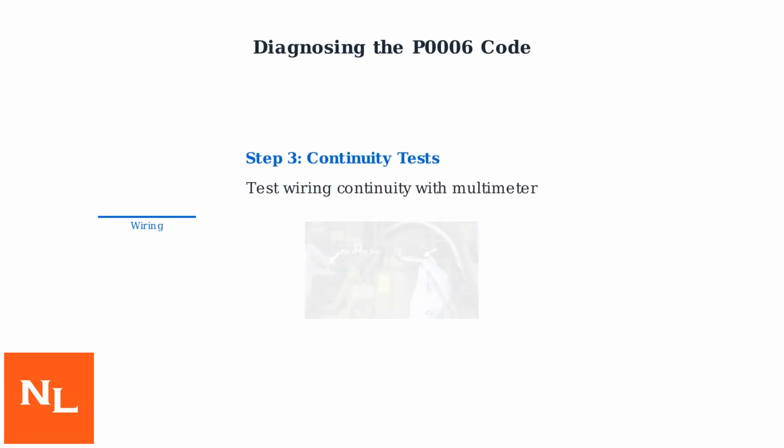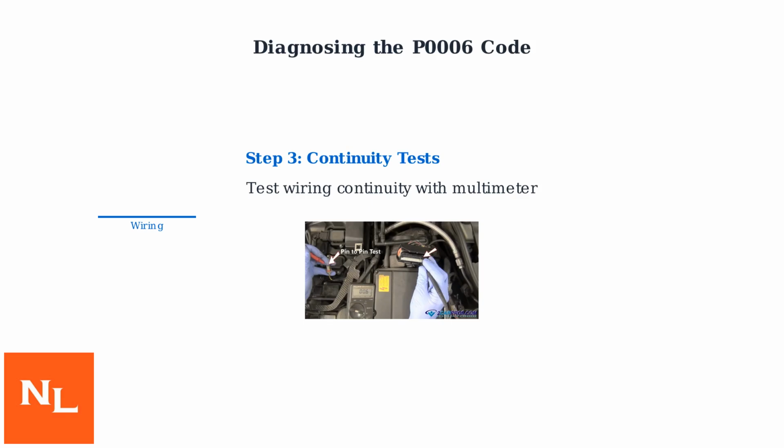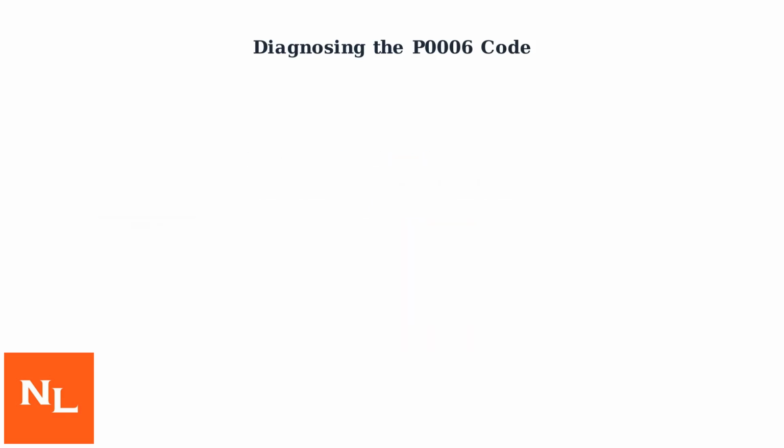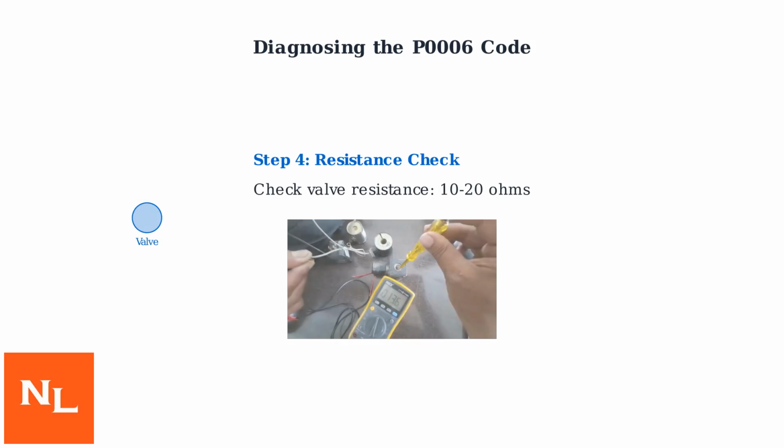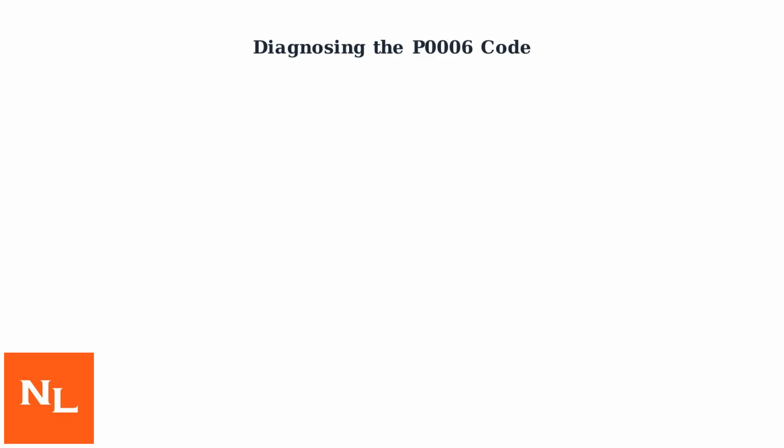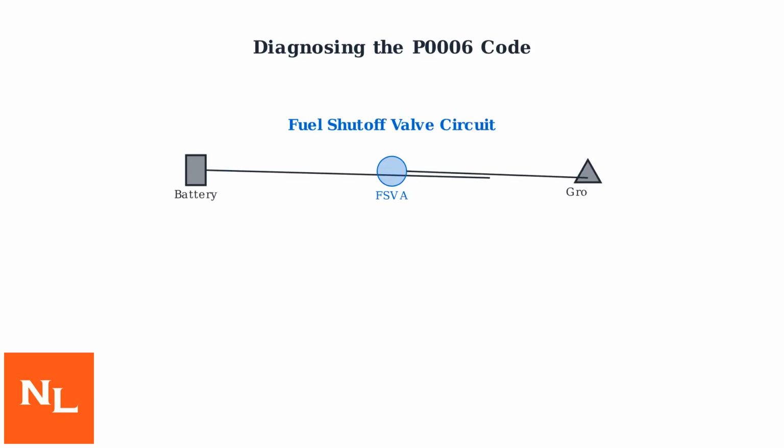Perform continuity tests on the wiring using the multimeter to check for breaks or shorts. Finally, check the resistance of the valve itself, which should typically be between 10 and 20 ohms. These diagnostic steps help identify the root cause of the P0006 code in the fuel shutoff valve circuit.